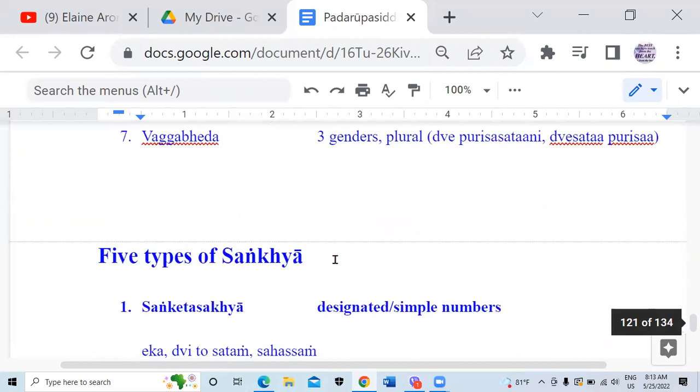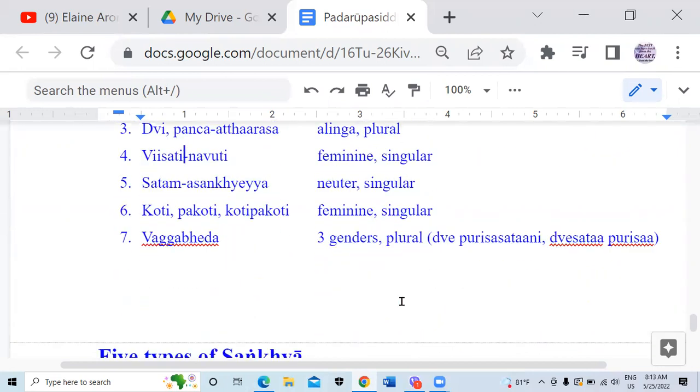Okay, yeah. So you know, instead of doing, let's say four, then we say in that case, is it Chattaro or Chattaso? What gender should it be? Four hundred people. Chattaro Purisa Satani. So Chattaro because of the word Purisa. Chattaro Purisa Satami. Right, because you declined that you're using masculine gender. In this way here, we need to be careful.